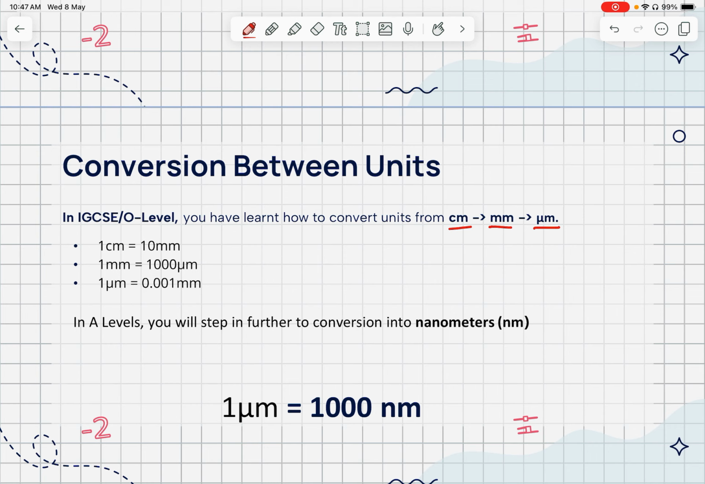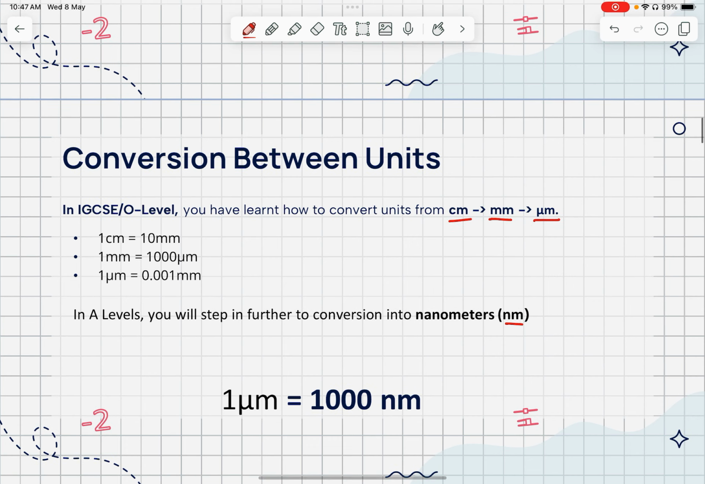In A levels, now you step further to an even smaller unit, which is nanometers, represented as nm. So 1 micrometer equals 1000 nanometers. For example, if I have a specimen that is 7 micrometers and I want to convert it into nanometers, it's very simple. Just times by 1000, you get 7000 nanometers, which is very, very small.